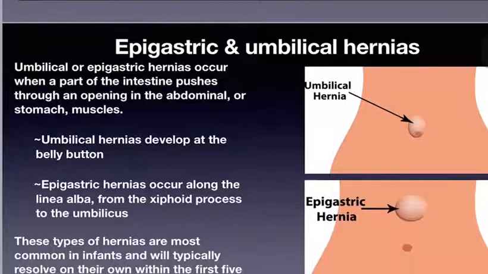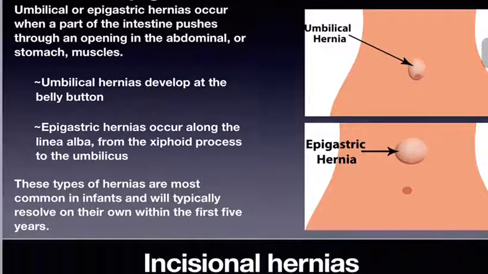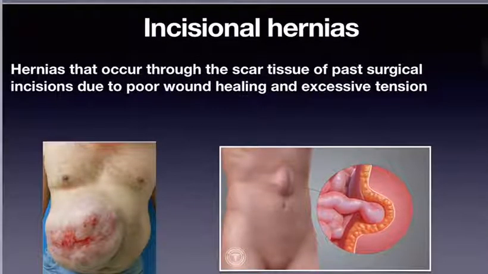Epigastric and umbilical hernia. Umbilical or epigastric hernias occur when a part of the intestine pushes through an opening in the abdominal or stomach muscles. Umbilical hernias develop at the belly button, whereas epigastric hernias develop along the linea alba from the xiphoid process to the umbilicus. These types of hernias are more common in infants and will typically resolve on their own within the first 5 years.